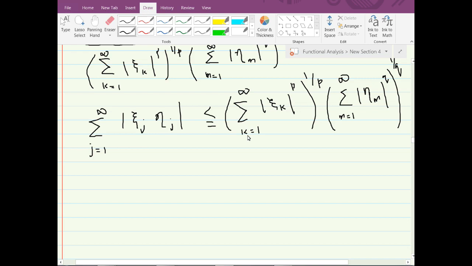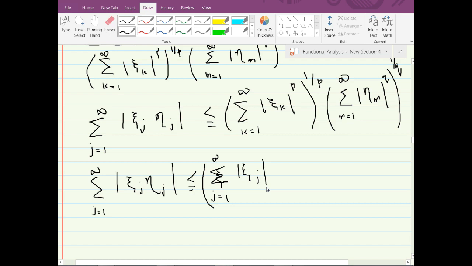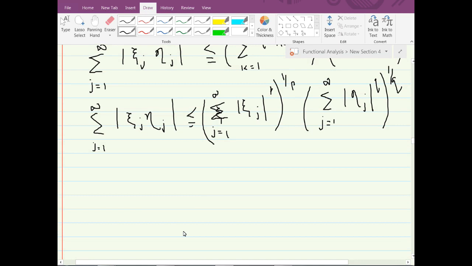So we can write the sum j equal to 1 to infinity of the absolute value of xi j eta j is less than or equal to the summation, where j varies from 1 to infinity, of the absolute value of xi j power p whole power 1 over p multiplied with the summation j equal to 1 to infinity of the absolute value of eta j power q whole power 1 over q, and name this inequality as the inequality number 2. This inequality is called the Hölder's inequality. So finally we have derived the Hölder inequality.